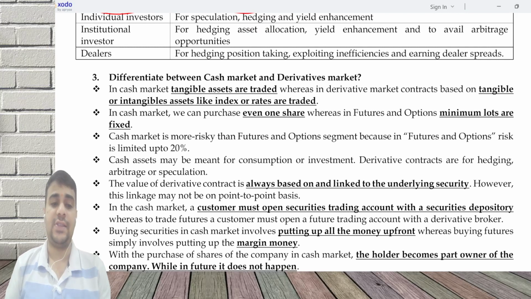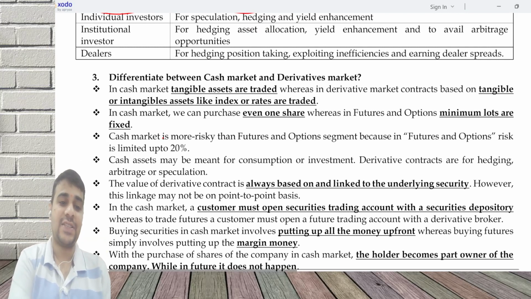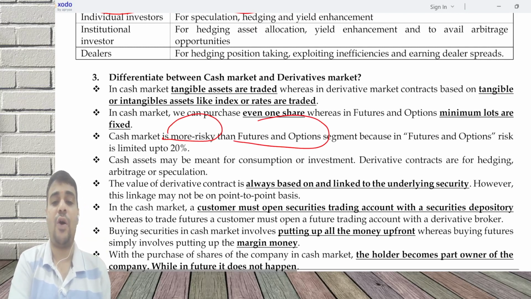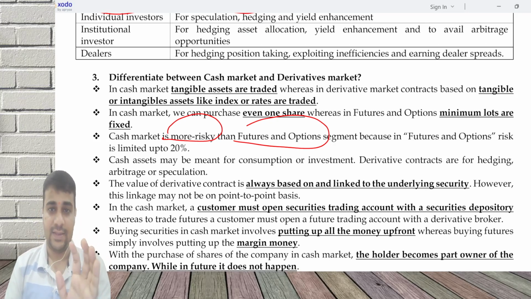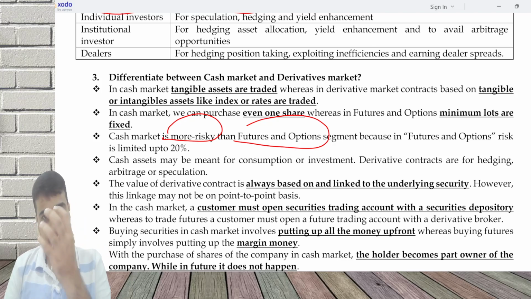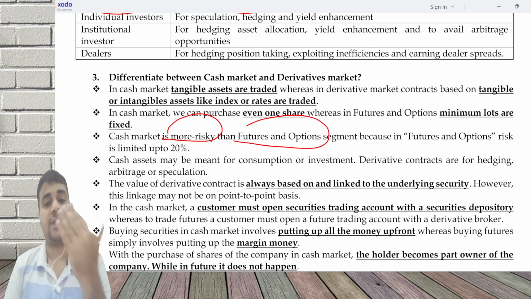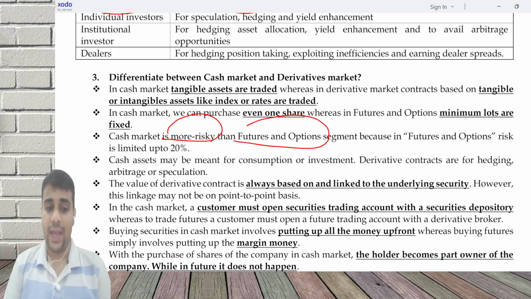Cash market is more risky than futures and options: this is the point I don't agree with. In futures and options, risk is limited to 20%, nothing like that. In cash market, you pay the 100 rupees. In futures market, for taking 100 rupees of risk, we have to pay only 20 rupees. But the entire 20 can go bad. Also, people, if they have 100 rupees, will invest 100 and take more risk. In fact, F&O is considered to be riskier than your cash market.